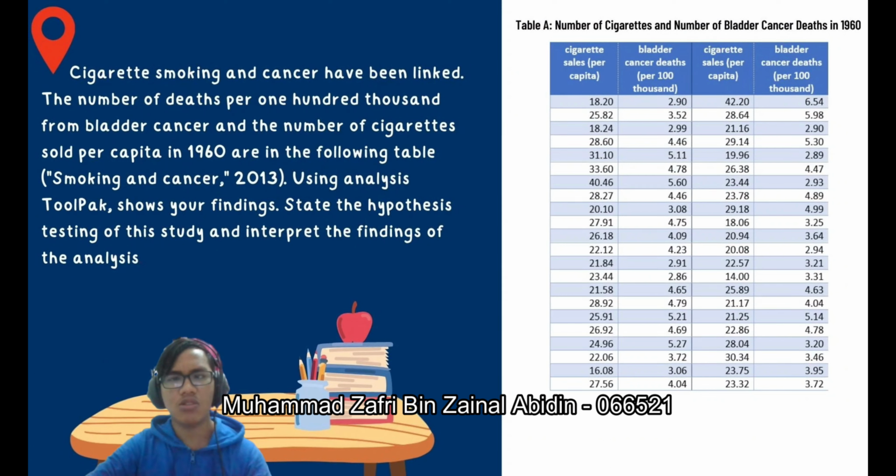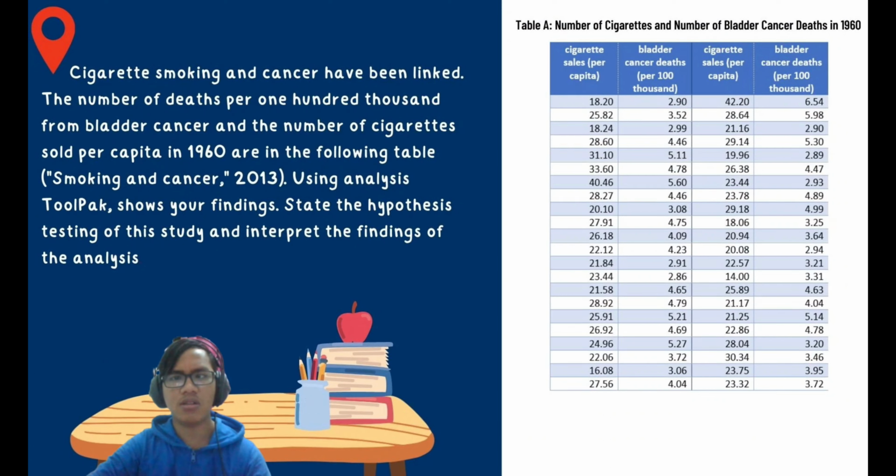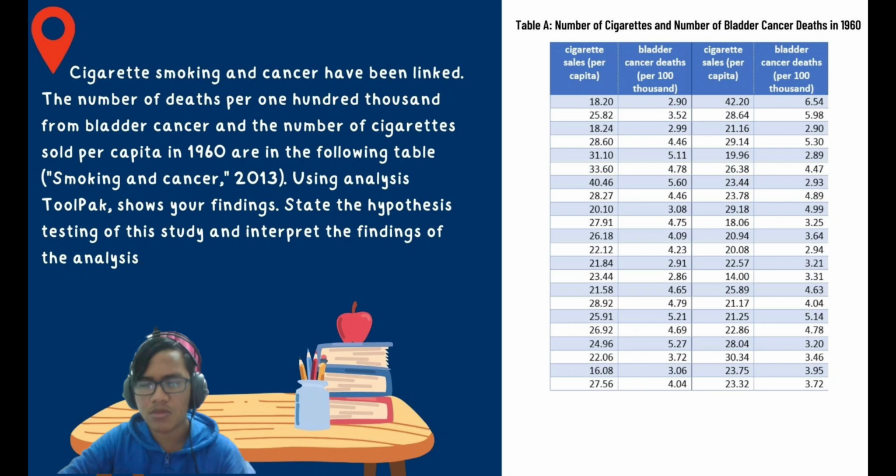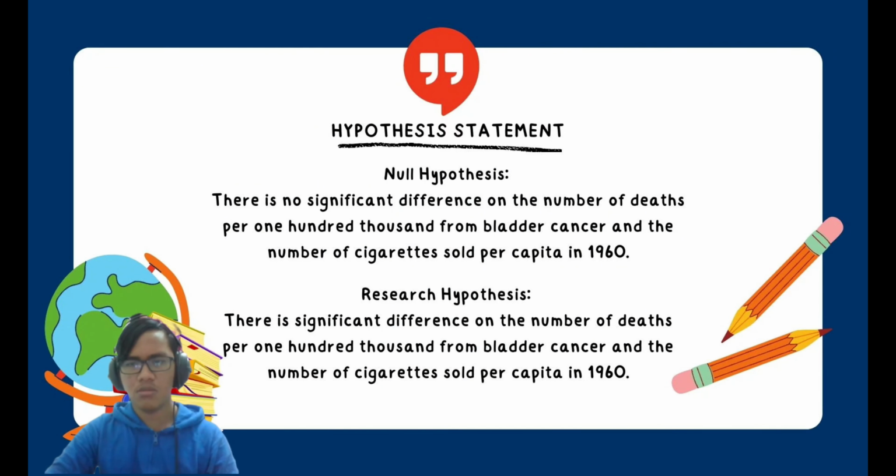Assalamualaikum warahmatullahi wabarakatuh. My name is Mohamed Zafri and I will explain the example from case study 3, which is regression and correlation. The question is, cigarette smoking and cancer have been linked. The number of deaths per 100,000 from bladder cancer and the number of cigarettes sold per capita in 1960 are in the following table. Using the analysis toolpak, show your findings. State the hypothesis testing of this study and interpret the findings of the analysis.